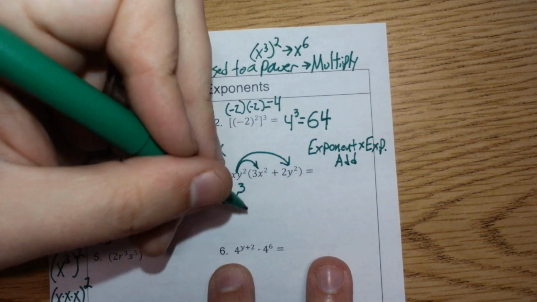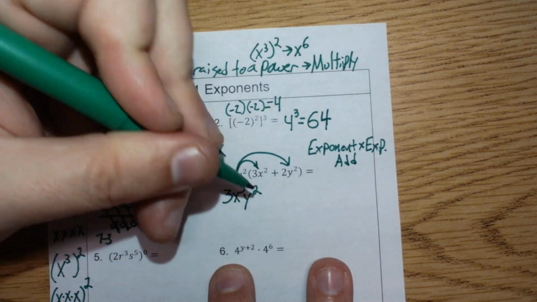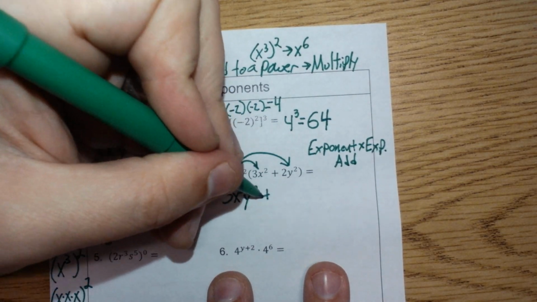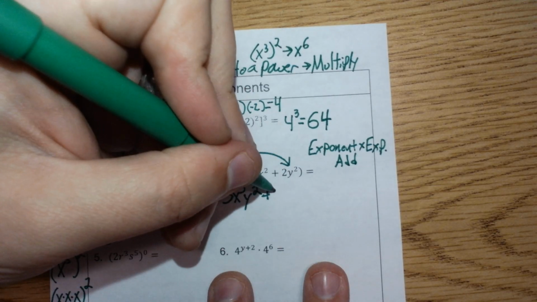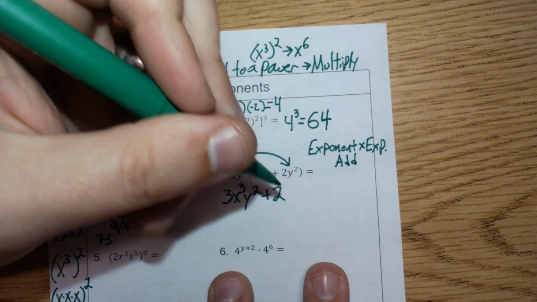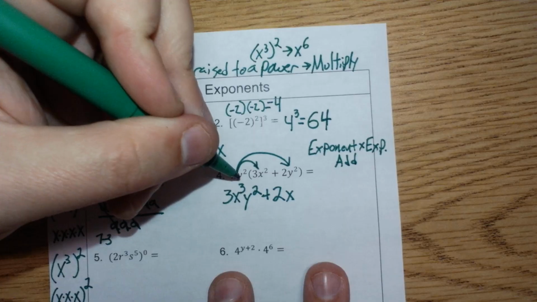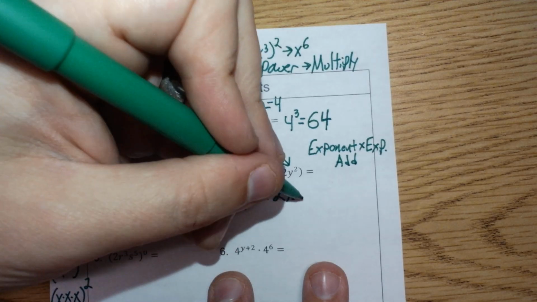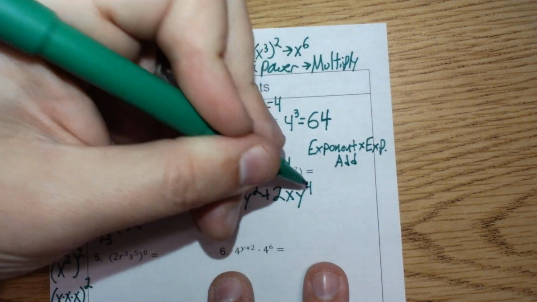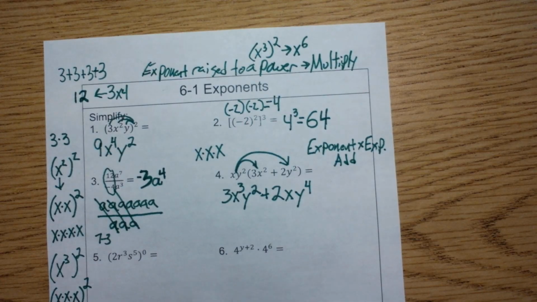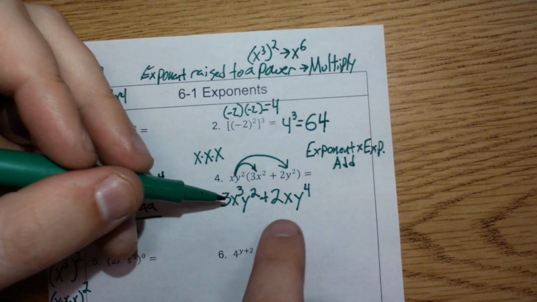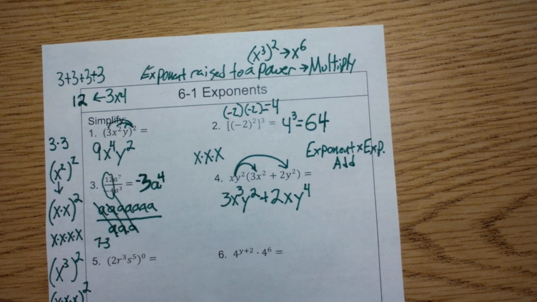And then there's no y squared there, so we'll just tag that onto the end. Plus 2. There's no x, so we'll put that at the front. Y squared times y squared will give us y to the 4th, because we are adding those together. So since these are not like terms, they won't combine, but that gives us 2 terms, and it's simplified a little bit.